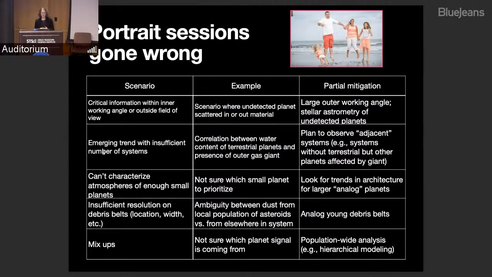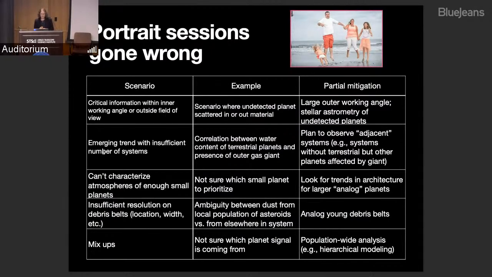Another situation I could imagine is that we have some really cool looking emerging trend, but there's just not enough systems to say it's really significant. Like maybe we're starting to see a correlation between water content of terrestrial planets and the presence of outer gas giants, but there just aren't enough planets in the sample. So having more planets in the sample would be awesome. But another thing is to plan to observe adjacent systems that can tell us about the same processes. So for example, if we're short on terrestrial planets, let's look at other systems that have giant planets and see how those giant planets affected the composition of the other planets so that we can try to piece together a story.